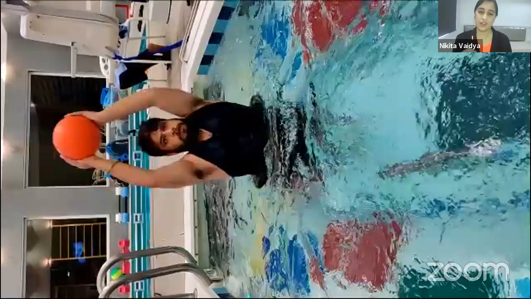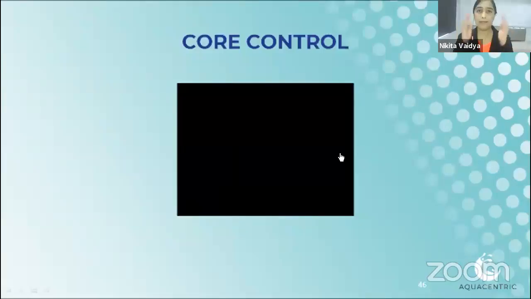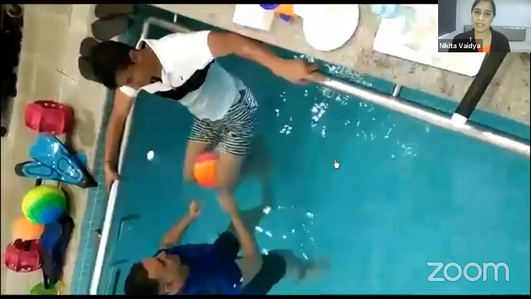Talking about core, the minute you're taken in water, the minute you stand vertical, your core starts firing because you don't want to sway, right? Your core starts acting then and there. Core stability, as I said, is of utmost importance in any successful rehabilitation. And trust me, your core is challenged to a larger extent in your aquatic environment.